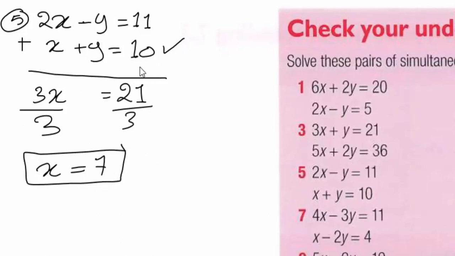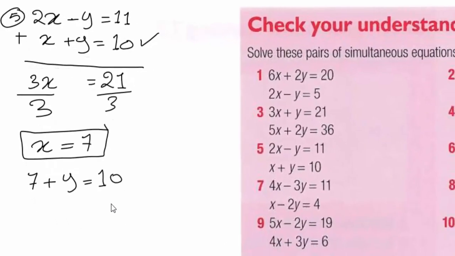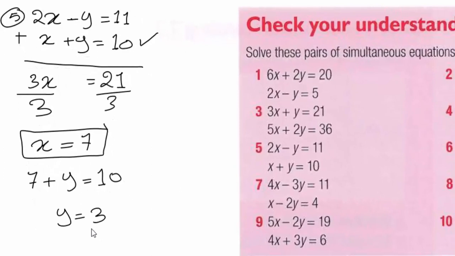As you know, the second equation is easier. Then write 7 in place of x. 7 plus y is equal to 10. Straight away you can say y is equal to 3. We got the value of x. We got the value of y. Done. Everything's alright. Let's do question 9.